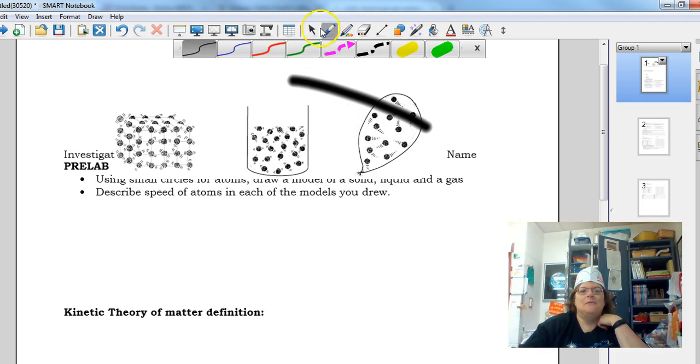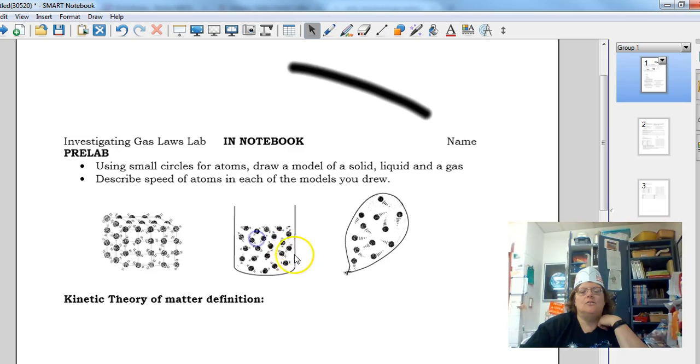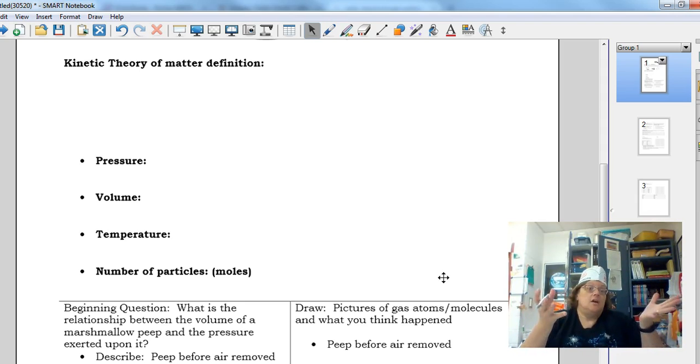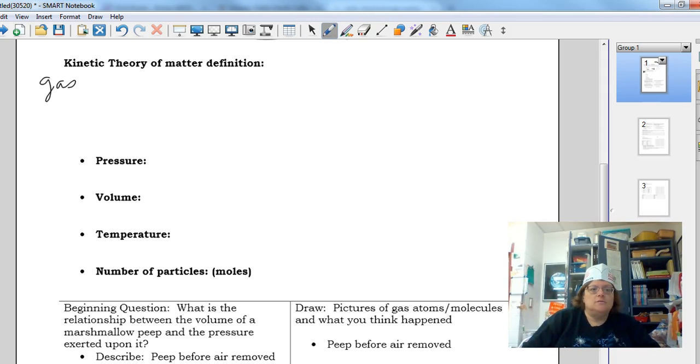All right, here is an example of a solid, liquid, and gas that you might have drawn. Okay, kinetic theory of matter is the definition of what gases are doing and why. We have to understand first of all that gas particles move randomly, in various speeds, in all directions.